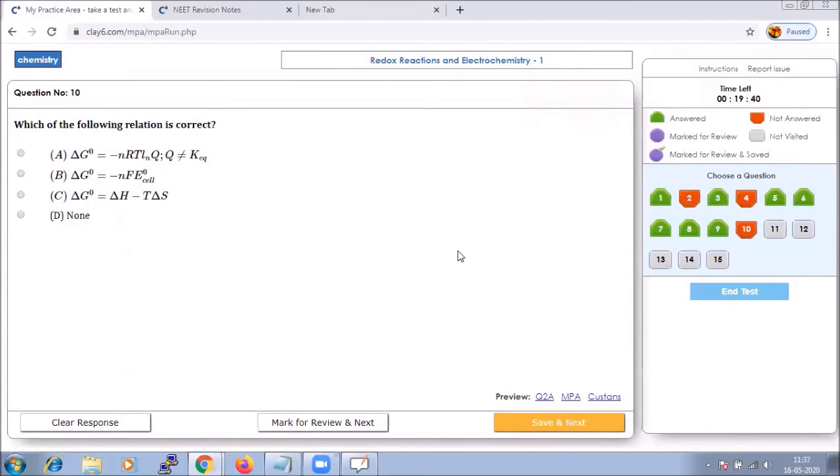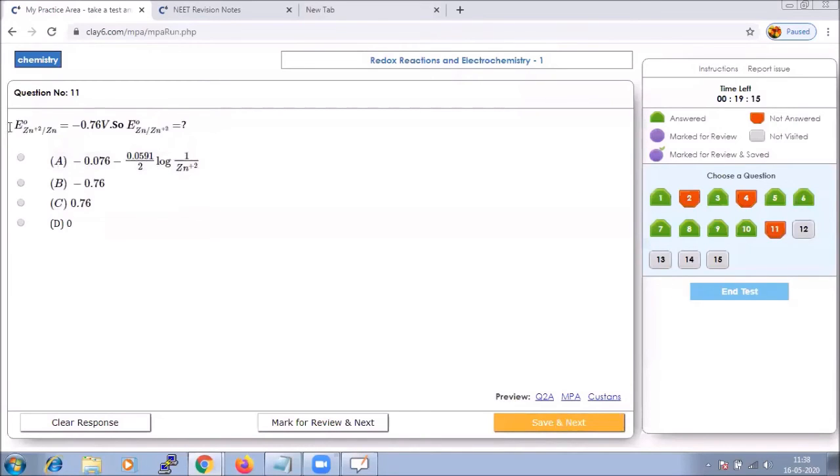Which of the following relations is correct? From the given formula, we all know that the formula for delta G naught should be delta G naught is minus nFE naught cell. This is a known formula. So let us save that and go to the next.